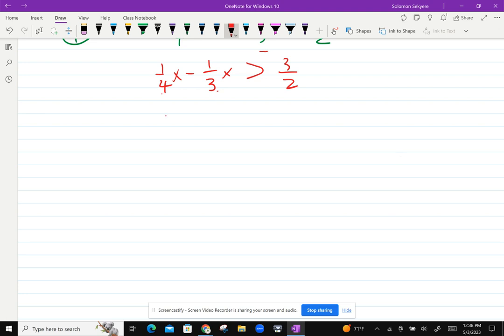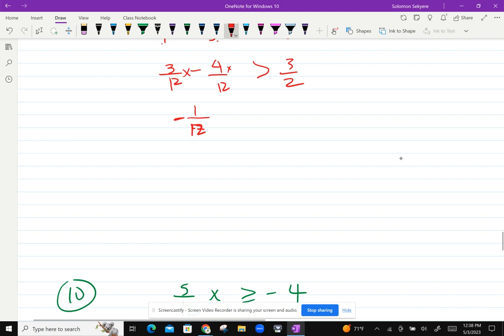So this becomes 3 over 12 minus 4 over 12, that's x, is greater than 3 over 2. So 3x minus 4x becomes negative 1 over 12. Negative 1 over 12x is greater than 3 over 2. If you have negative 1 over 12x, this is written the same as negative x over 12 is equal to 3 over 2.